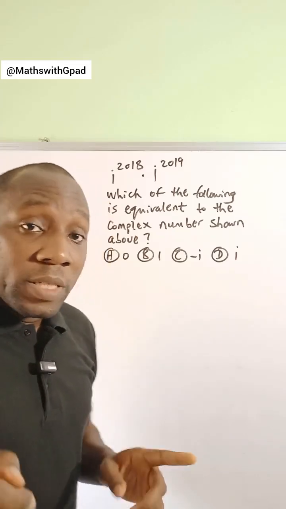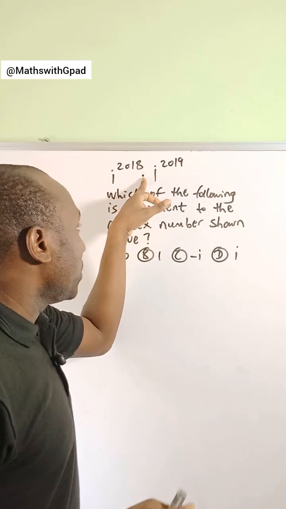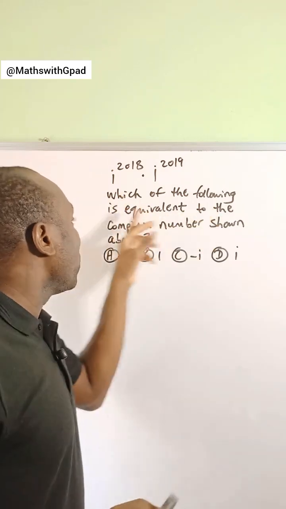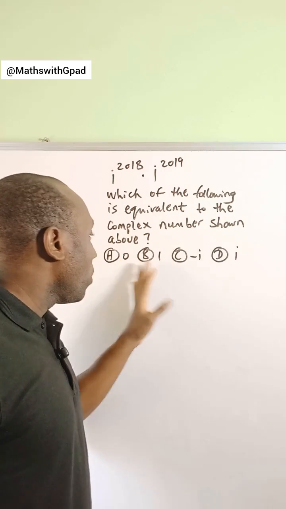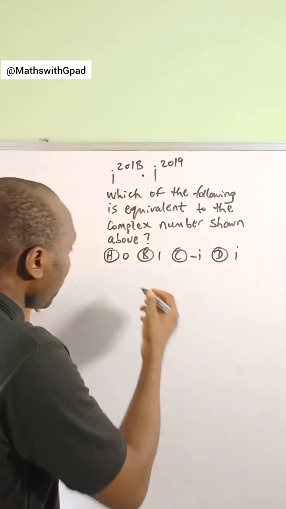We've got a very interesting question which says i raised by 2018 times i raised by 2019. Which of the following is equivalent to the complex number shown above? Is it 0, 1, negative i, or i?